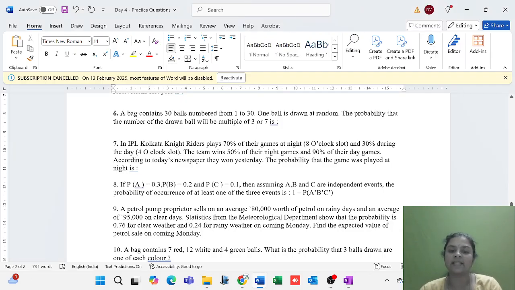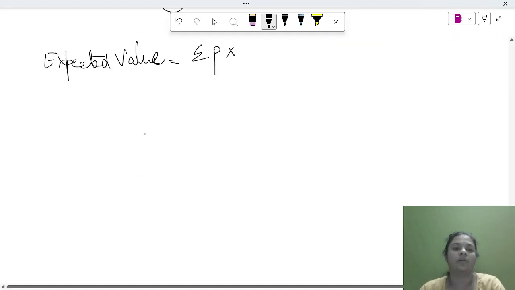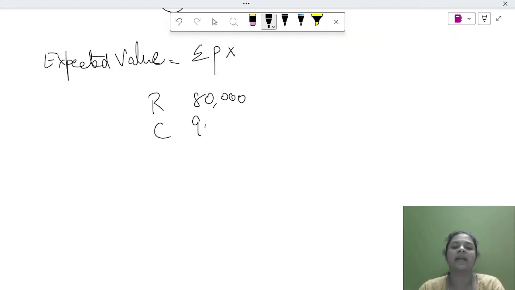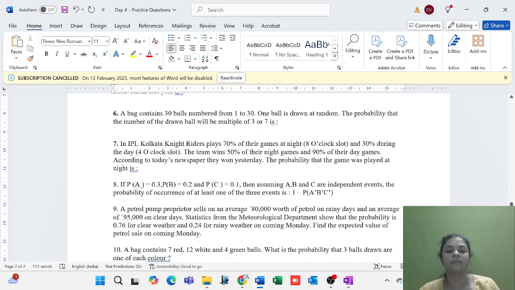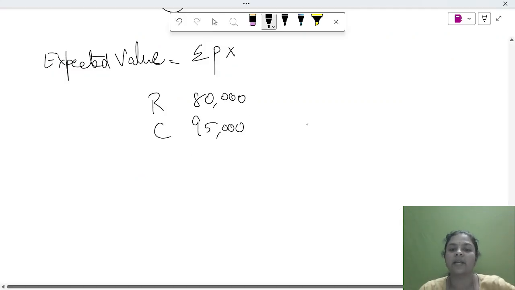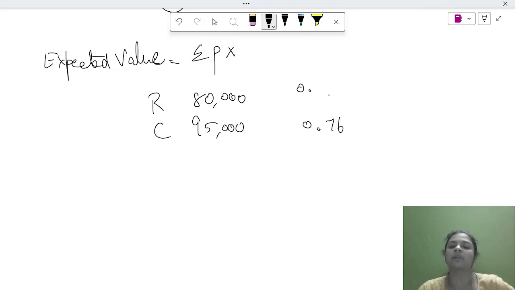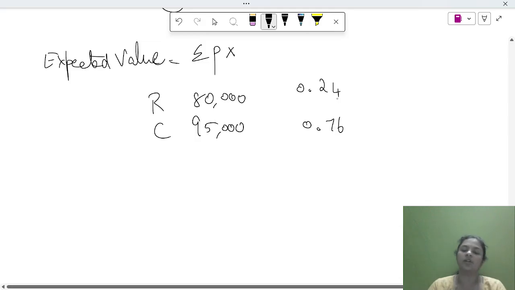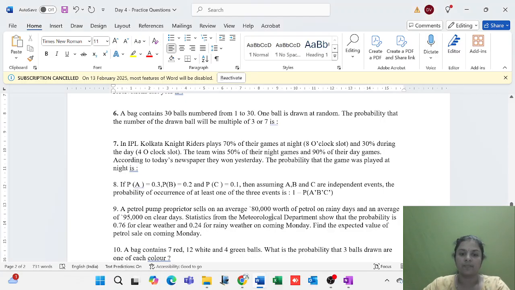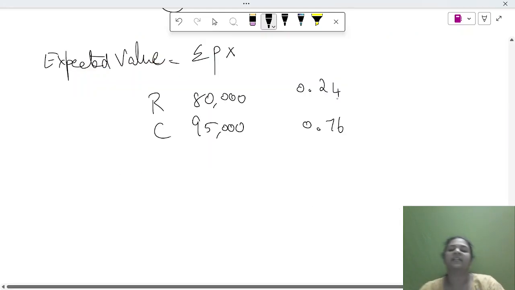A petrol pump sells an average of 80,000 worth of petrol on a rainy day, and 95,000 on clear days. So let's write the values. Rainy day, 80,000 rupees; clear days, 95,000 rupees. Statistics show that the probability for clear weather is 0.76. So the clear probability is 0.76. So the rainy probability, even if they don't say, you can calculate as 1 minus 0.76, which is 0.24. If they don't mention it also, you can calculate this. Find the expected value of sales.